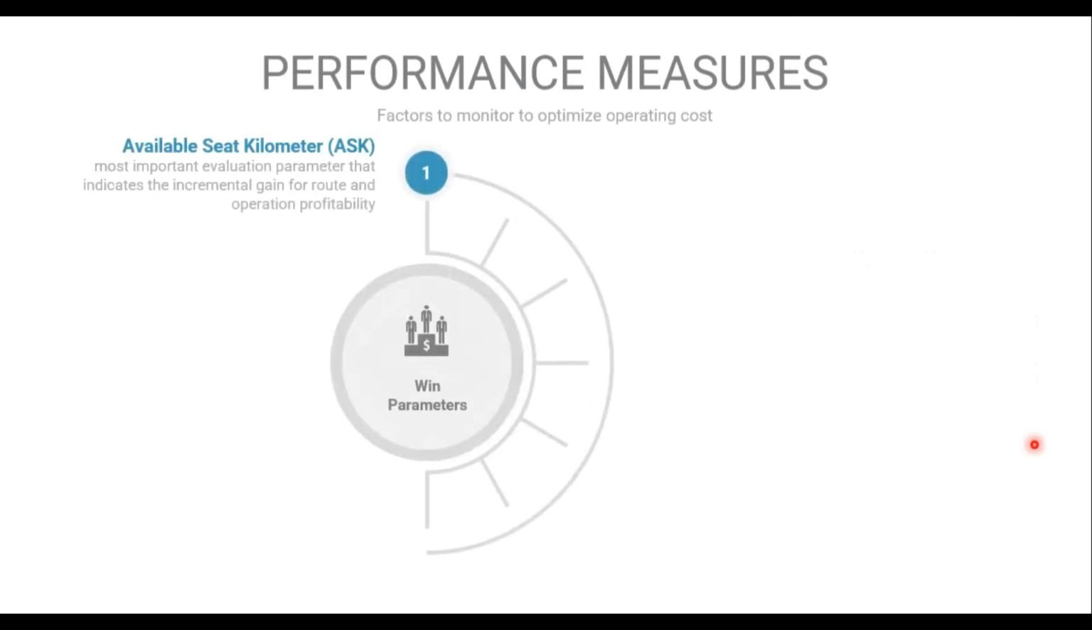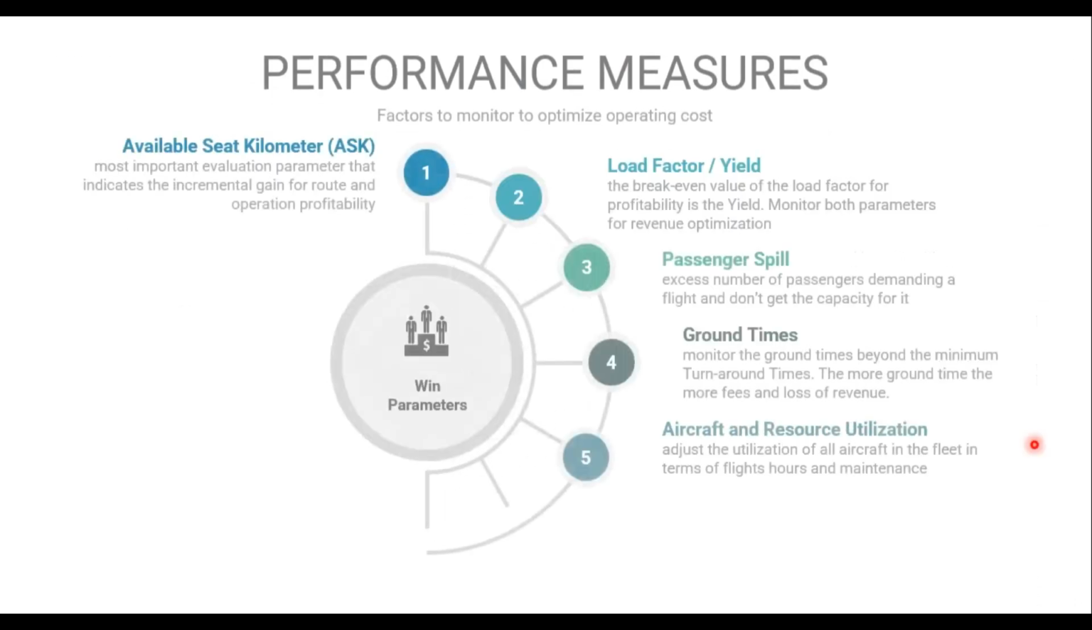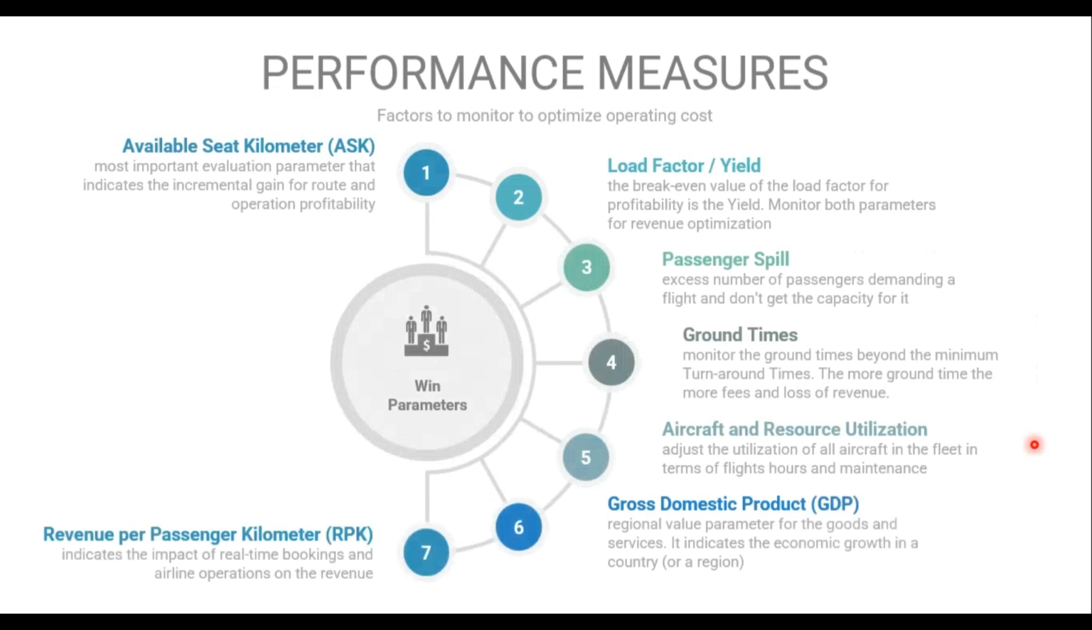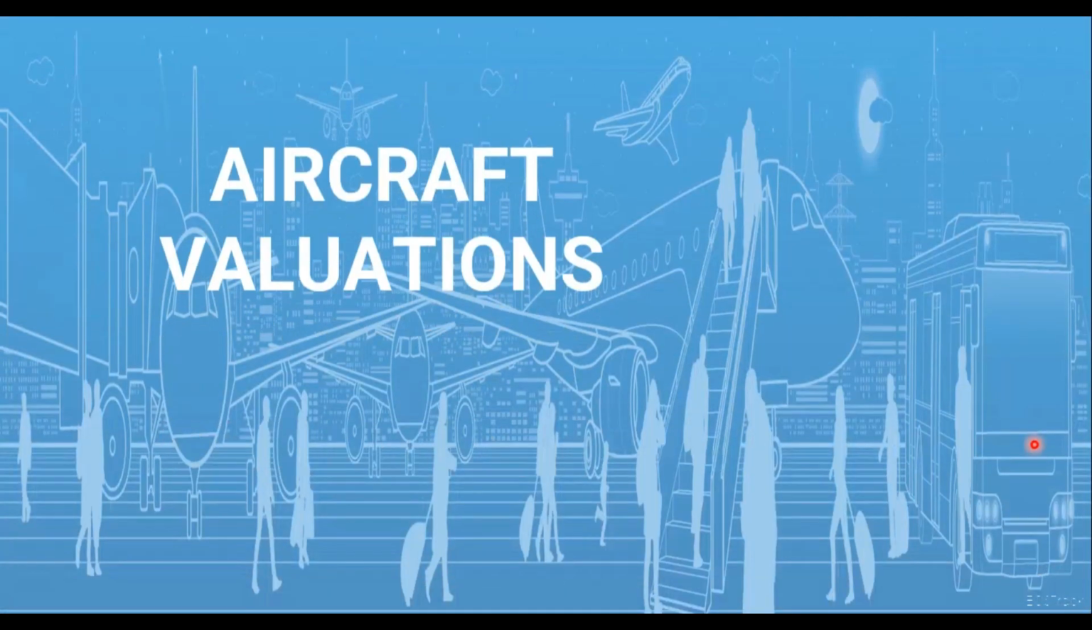Okay, we talk every session about the performance measures. We have certain economic performance measures that we need to follow. The ASK, the available seat kilometers, the capacity offered by the airline; the load factor, the occupation of the passengers; passenger spill, how many passengers are beyond the capacity; the ground times; aircraft resource utilization; GDP of the airline, of the country; and the revenue per passenger kilometer.